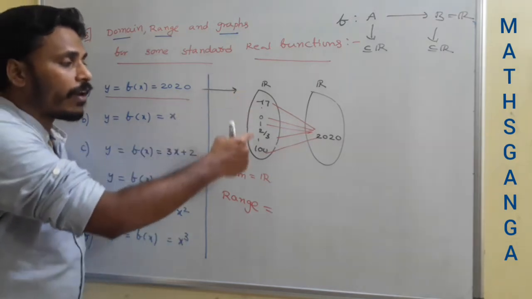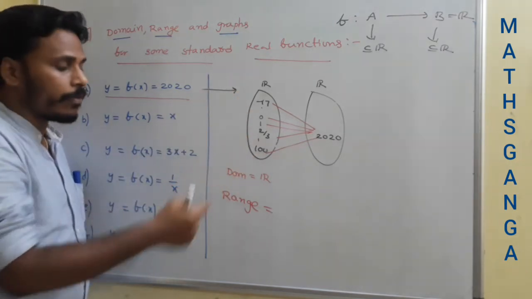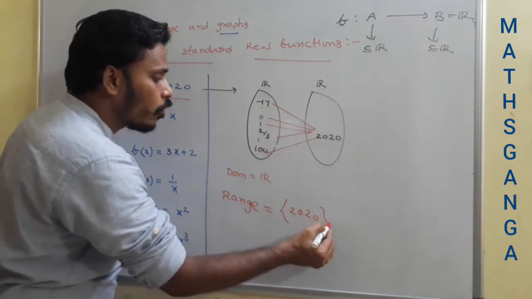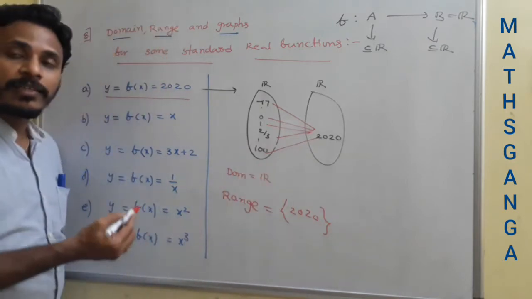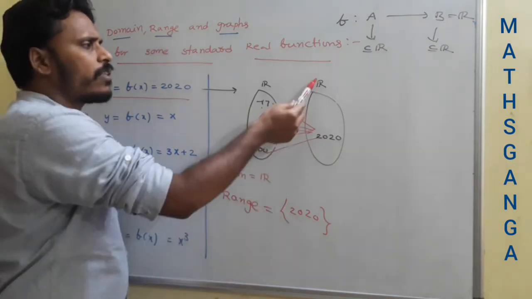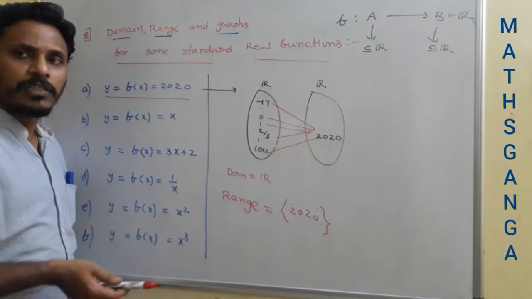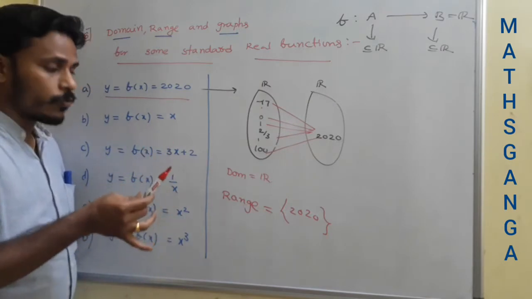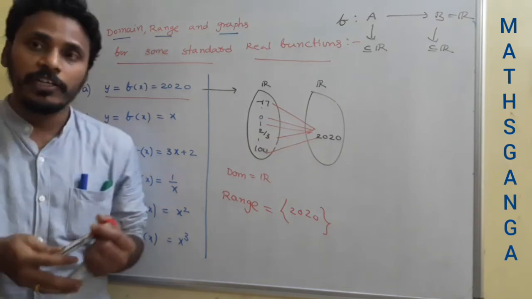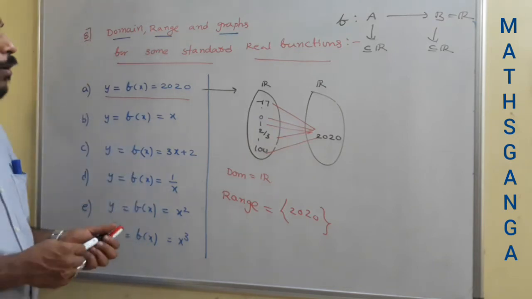See, for every element the image is the same. So in this case the range is simply the set containing 2020, which is a singleton set. Codomain is another part. Codomain is clearly the second set, no need to mention that. We need to mention the domain as well as the range. That's enough.